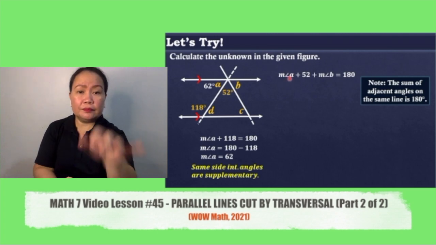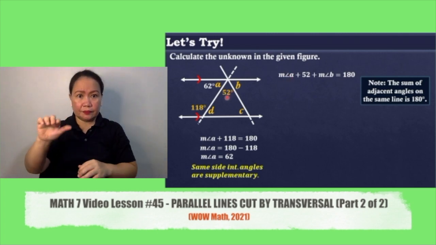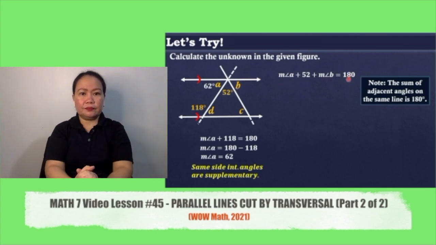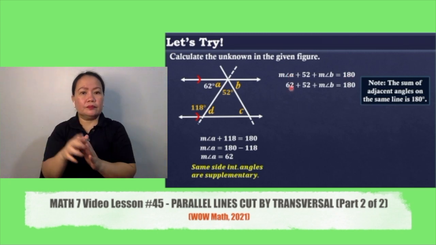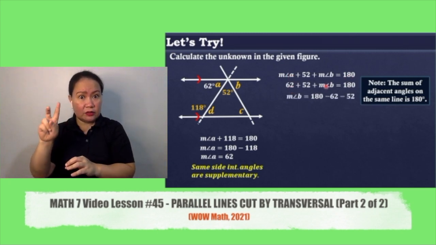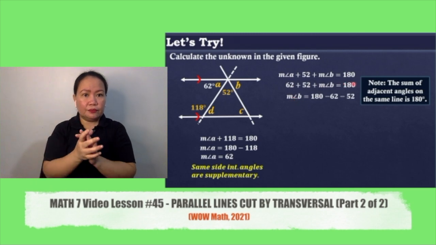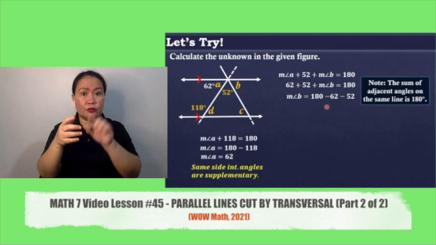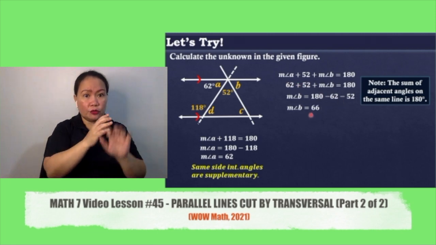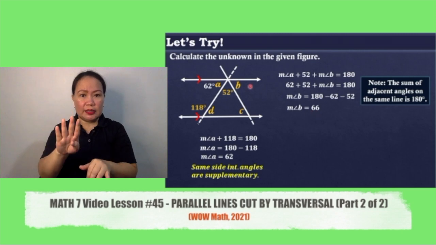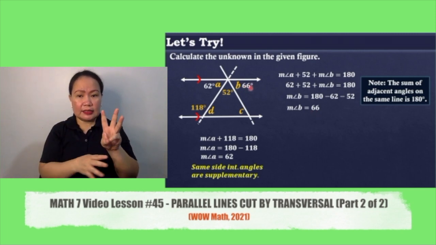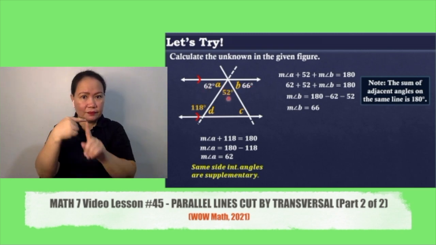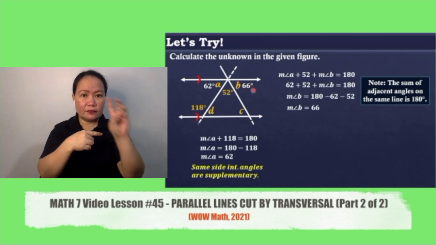Okay? So, the measure of angle A plus the 52 degrees plus the measure of angle B, dapat mag 180 ang total niyan. So, let us solve. Your A is 62. So, add natin. We will have the measure of angle B is equal to 180. Transpose natin ito, magma-minus. So, the measure of angle B is equal to 66. So, therefore, this is 66 degrees. Pag inadd natin ito, 62 plus 52, this is 114, plus 66, we have 180.